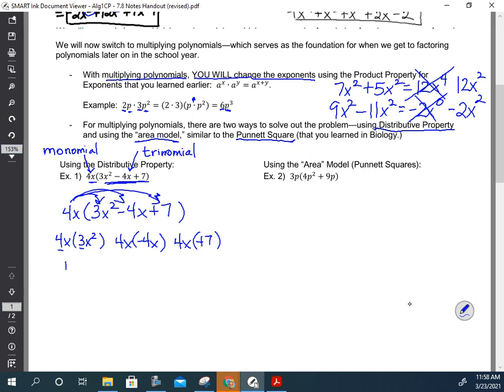So let's multiply it up. 4 times 3 gives you 12. And then x times x squared. So remember, when you multiply variables, you add the exponents. So that's x to the first times x to the second. So 1 plus 2 is what? 3. So 12x to the third. If you multiply the same variable, you add the exponents.